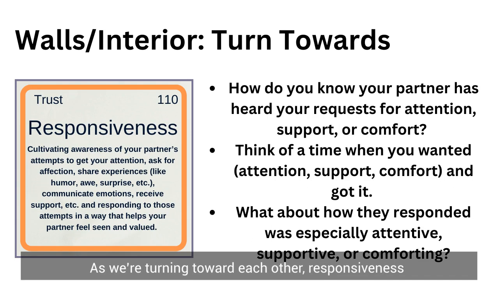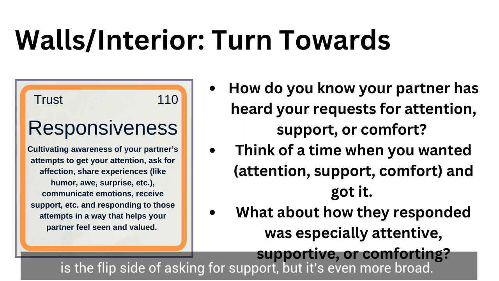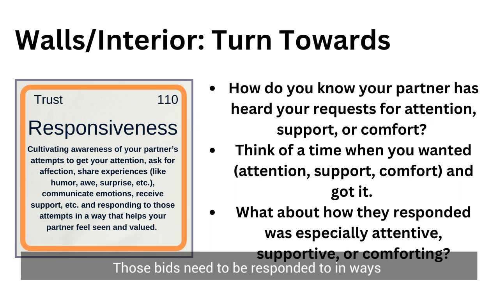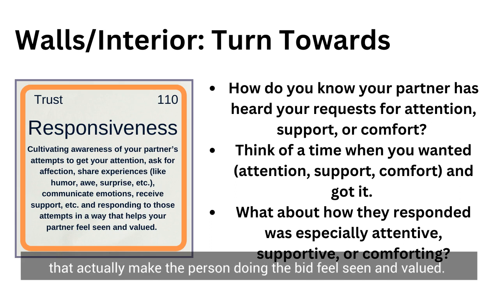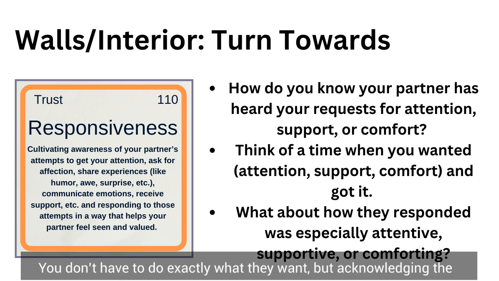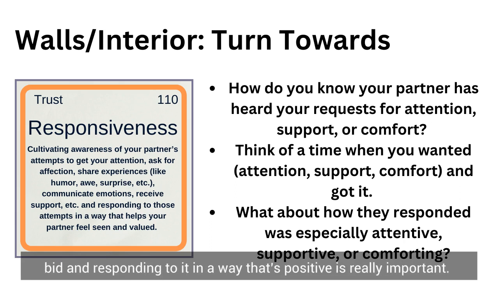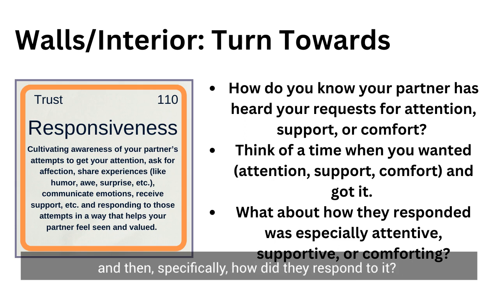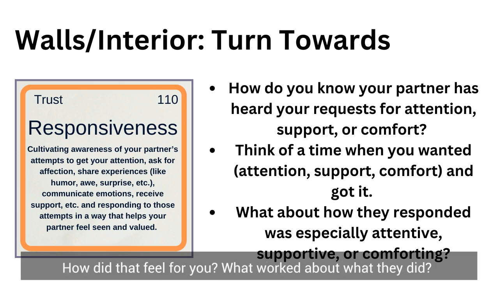As we're turning toward each other, responsiveness is the flip side of asking for support, but it's even more broad. John and Julie Gottman talk about bids for attention or bids for affection. Those bids need to be responded to in ways that actually make the person doing the bid feel seen and valued. You don't have to do exactly what they want, but acknowledging the bid and responding to it in a way that's positive is really important. So if you can think of times when your partner did a good job of hearing your bid for attention or affection or support, and then specifically how did they respond to it and how did that feel for you and what worked about what they did.